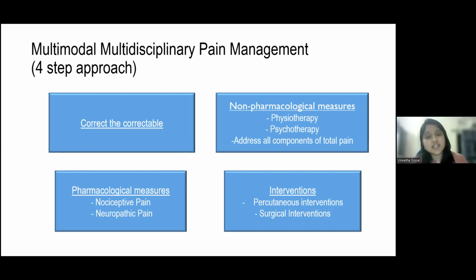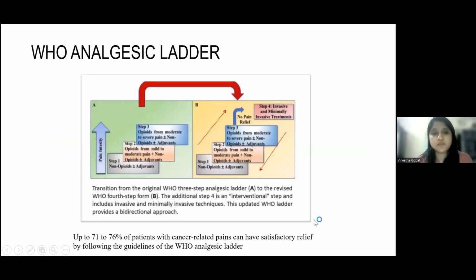Again, just because the patient has cancer, the patient will have some pain. That is not the correct approach. Try to find out what the pain generator is, what is causing the pain. If there is anything correctable, we can correct that. And then we have non-pharmacological measures like physiotherapy, psychotherapy, and all the other ways to address the components of total pain. And pharmacological measures, depending on whether it is nociceptive or neuropathic, we will choose the correct drugs. And interventions, we have percutaneous as well as surgical interventions for pain management.